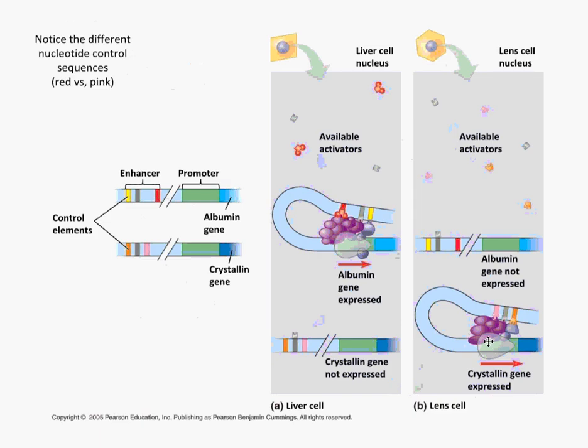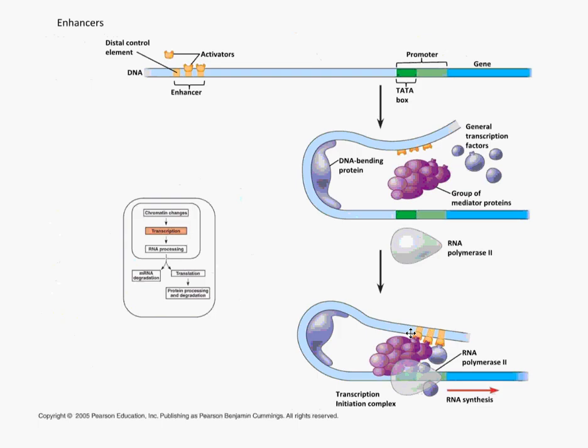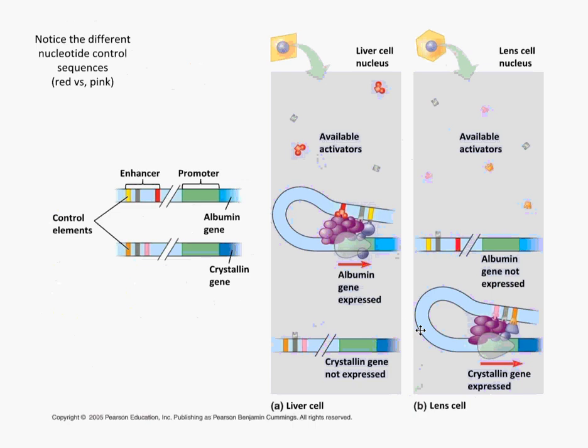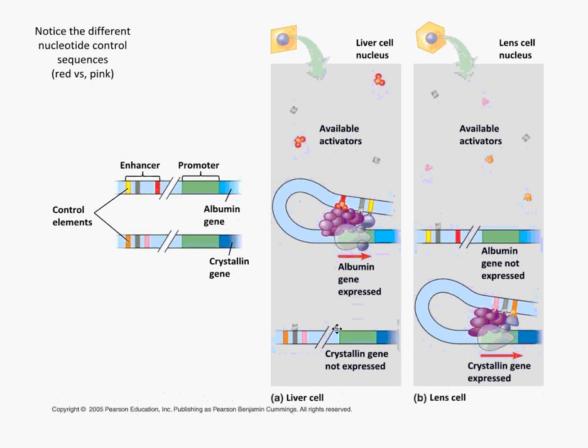In the same way, there can be repressors that stop that from happening. I believe I have a picture of the repressor. Here's just another picture of those enhancers. Repressors can stop that transcription from occurring.